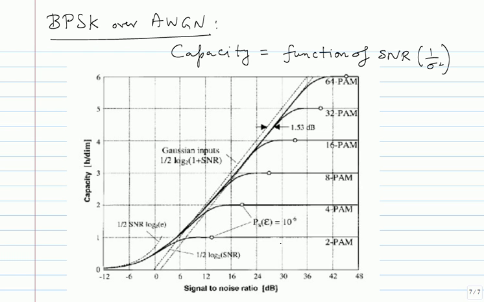So you see the 2PAM plot, can you see it? It's clear enough, right? It starts at 0 and saturates at 1. Does it make sense that the 2PAM capacity should maximize at 1? Yes, you can't do more than 1. Per channel use, the maximum you can send is 1 bit. It's binary. For 4PAM, you'll see it will saturate at 2, 8PAM at 3, all those things.